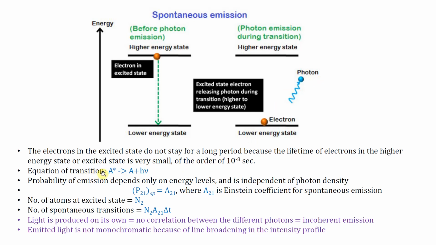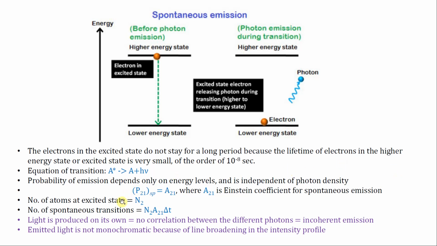I can give the equation of transition as, say, A star, when it was in the excited state, becomes A once it reaches the ground state. Along with that a photon is emitted, so it is plus h nu. Now here the probability of emission is going to depend only on the energy level. There is no photon acting on the process, the photon is only being released.